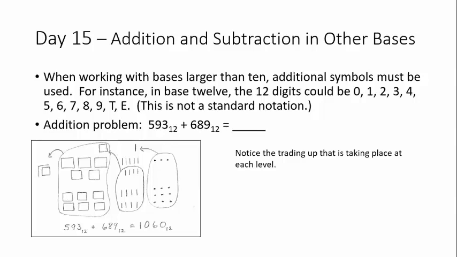Here's an addition problem in base 12. 593 base 12 plus 689 base 12. When we trade up in base 12, 12 units become a rod, 12 rods become a flat, and so on. So notice, after I draw both add-ins, I have a total of 12 units. I circle those 12 units, draw a rod, and draw an arrow from the circled units to the rod.